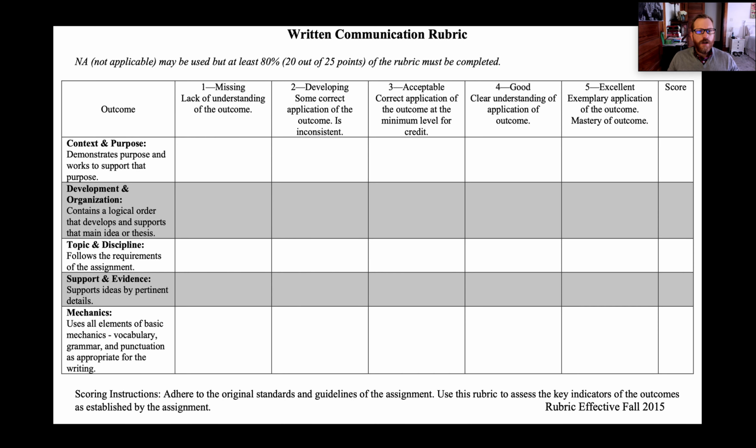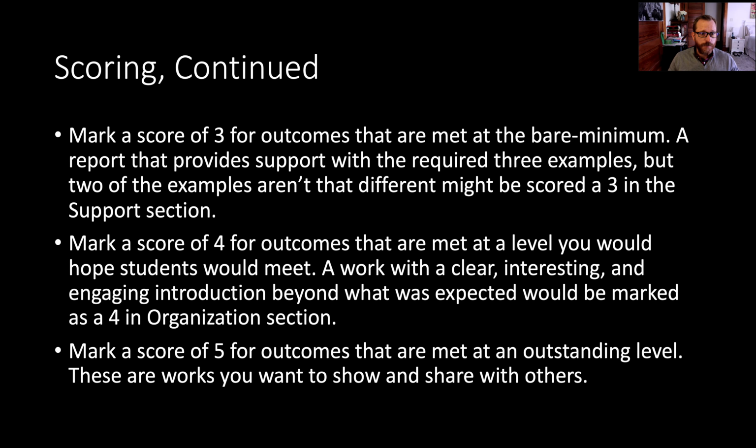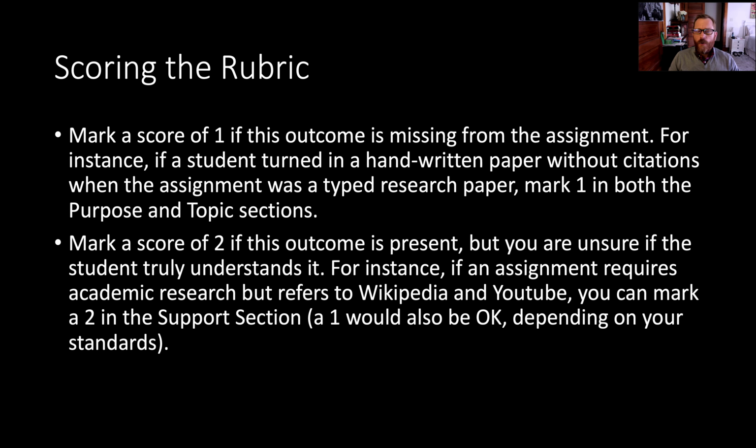This is the rubric. You can see it's marked 1 through 5, with 1 being the lowest, 5 being the highest. When we score the rubric, we mark a 1 if that outcome is missing for the assignment. Chances are it's not a very good paper if it's scoring a 1. Let's say a student turned in a handwritten paper without citations when the assignment was supposed to be a typed research paper. You can mark a 1 in purpose and topic selection if you want to. You can mark a 2 if you want, maybe because the student actually turned something in and did some research. It's all in your interpretation, but a 1 will be sufficient.